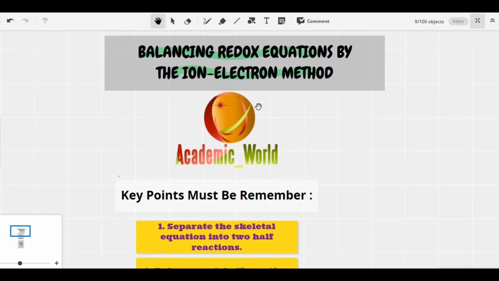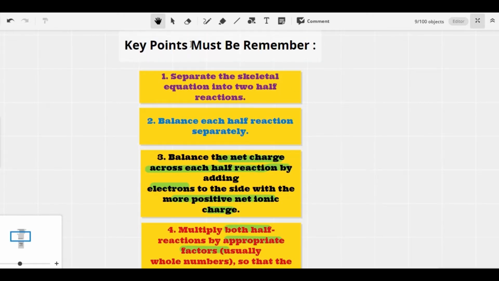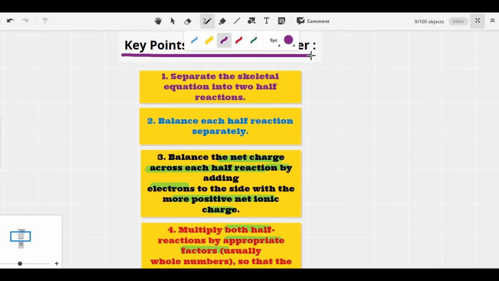Today our topic of discussion is balancing redox equations by the ion-electron method. Here are some key points you have to remember. Whenever we need to balance the ionic equation by using the ion-electron method, the first step is that you have to separate the equation into two half reactions. One is oxidation, the other one is reduction.